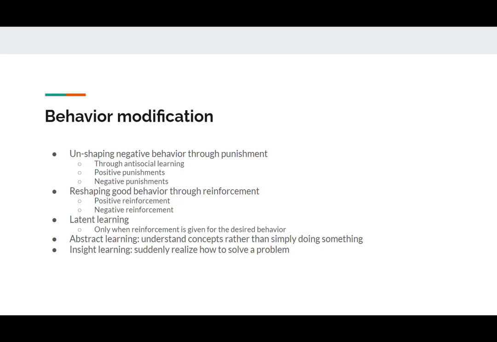And then we have reshaping good behavior through reinforcement. Once bad behavior patterns have been unshaped through punishments, good behavior should be promoted through reinforcement. Similar to punishments, there are both negative and positive reinforcement. Positive reinforcement is when a desirable stimulus is added as a result of good behavior. For example, this would be praising a child for completing the homework. The positive behavior is completing the homework, and the reinforcement is the praise. Following being praised, the child is more likely to complete their homework in the future as well.